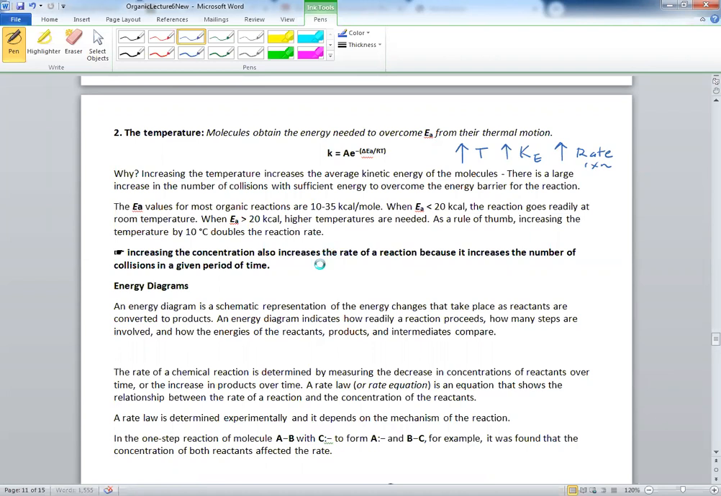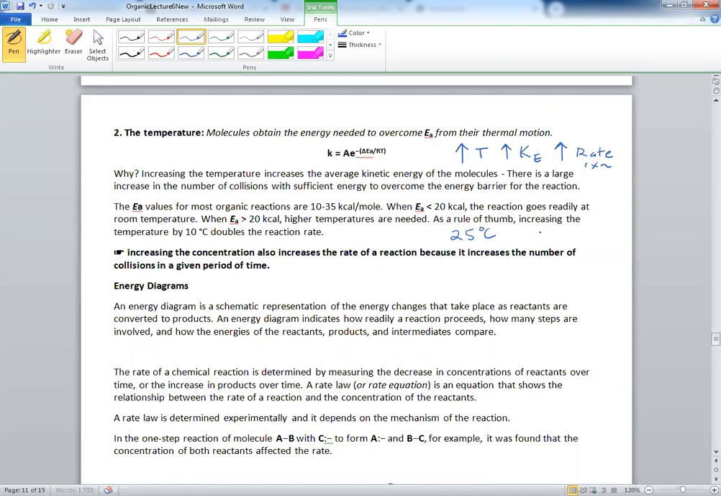One quick thing to say about that is that EA values for most organic reactions are between 10 to 35 kcal per mole. When the activation energy is smaller than 20 kcal per mole, then the reaction goes readily at room temperature. I'm not asking you to memorize, but if I give you this information, you should be able to say, okay, well, at room temperature, the reaction should go readily. But if it's above 20, then I need what? Higher temperature. So what is room temperature? 25 degrees Celsius.